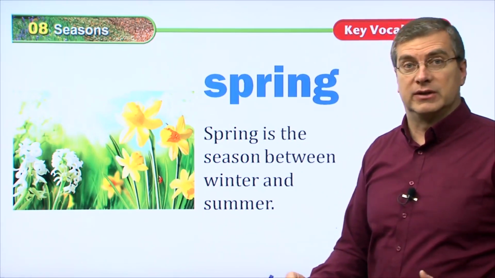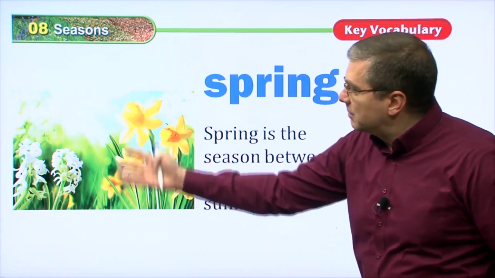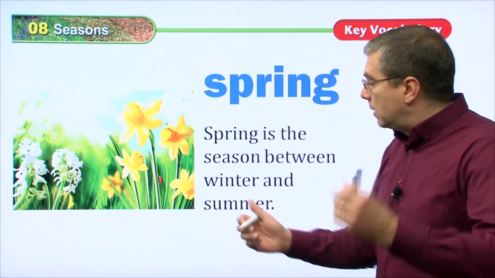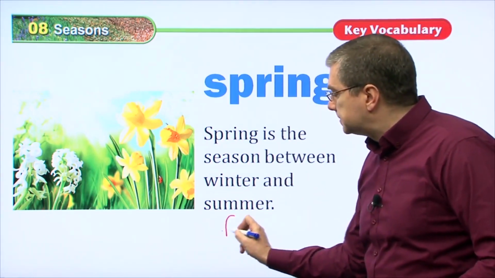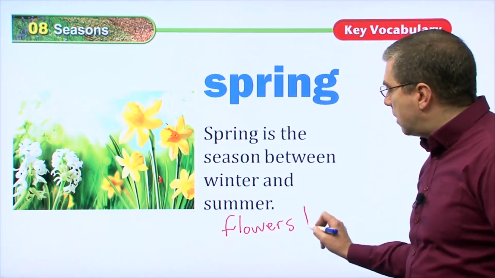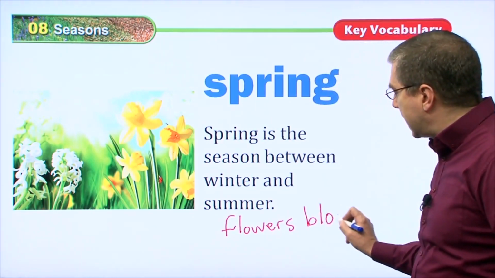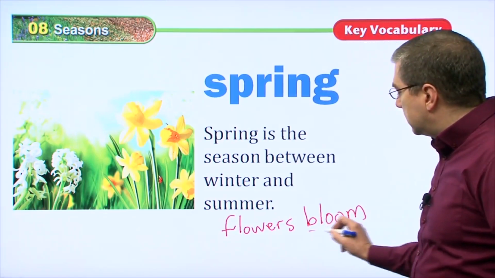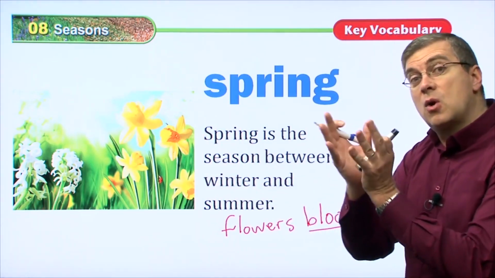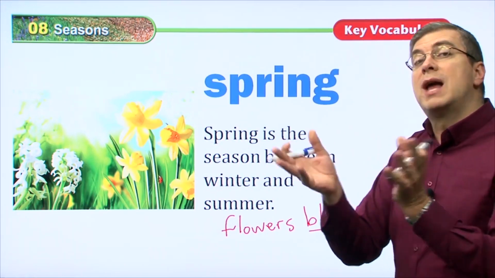What happens during spring? Well, if you think about it, many flowers, many plants start to grow again. We can say that flowers bloom. Flowers start to grow again. Bloom means that the flowers start to grow out. They start to grow out and they have new life.